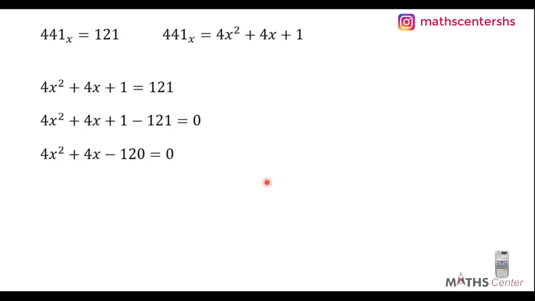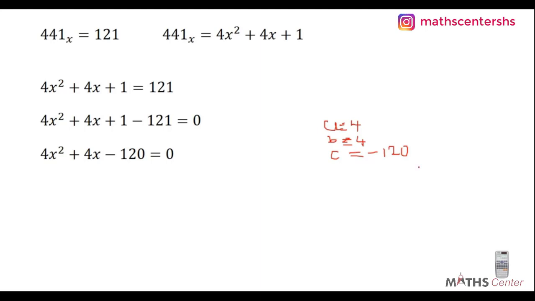So I said that whenever you have a quadratic trinomial like this, you first have to identify your A, B, and C. So in this video, our A is 4. Then B is also 4. Then C is equal to negative 120. So A is 4, B is 4, then C is equal to negative 120.